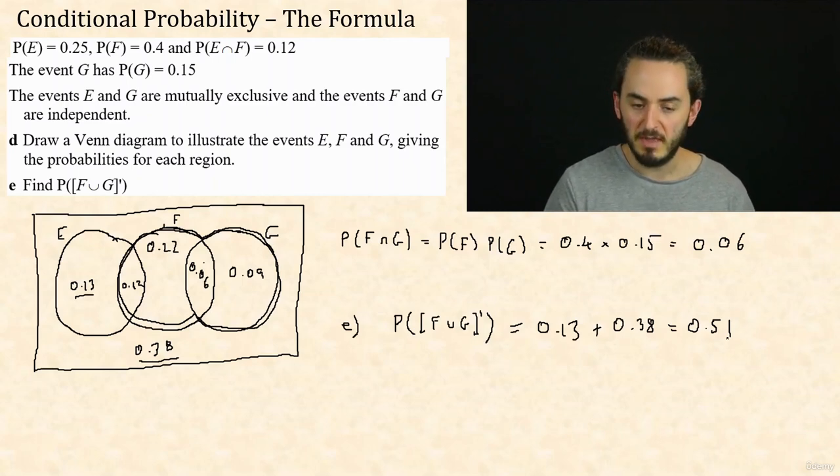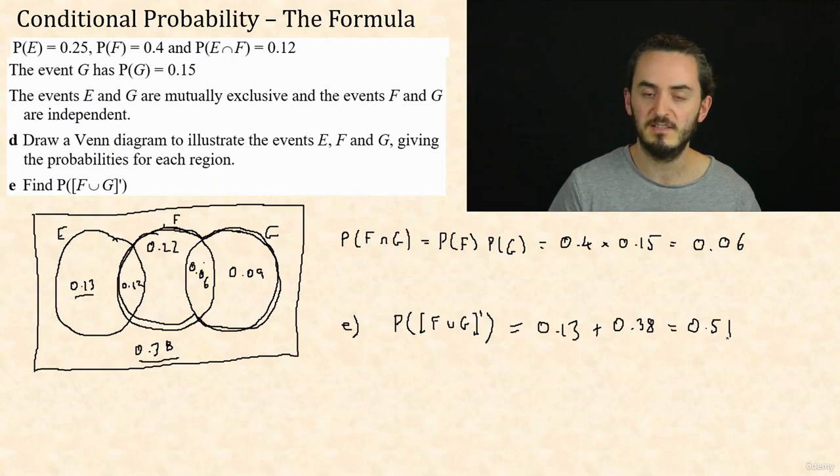All right, so that is conditional probability. That is the formula. We've now just got to see how to apply this in all sorts of novel and exciting ways. So next up is going to be looking at conditional probability applied to tree diagram questions.